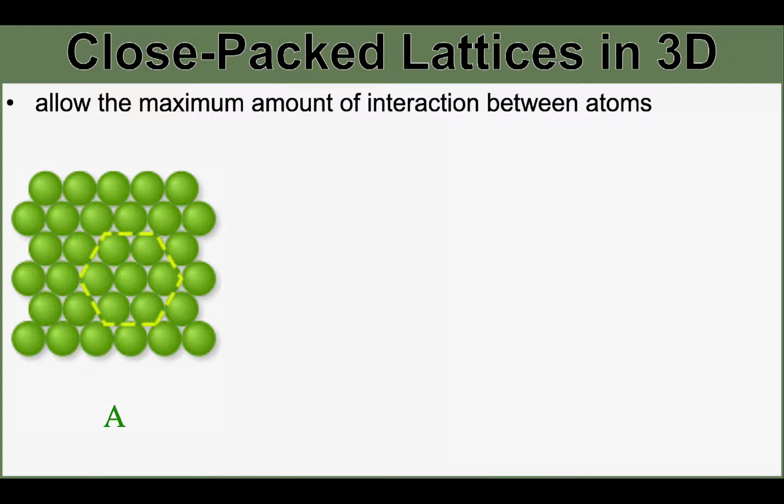In the first layer, the spheres are arranged in a hexagonal pattern where each sphere is surrounded by 6 others. Okay, so we call it layer A.